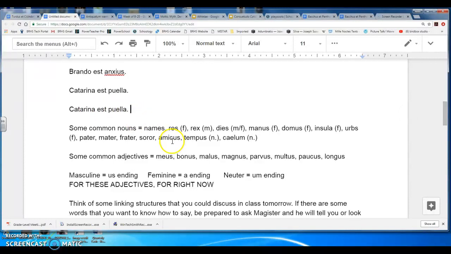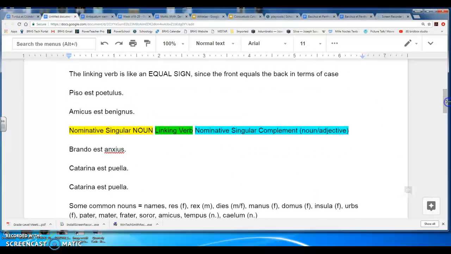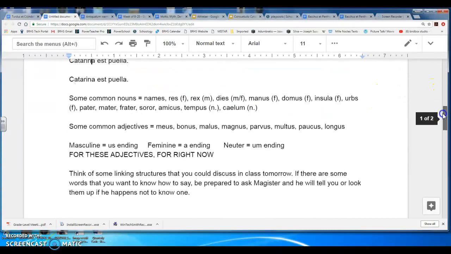So examples of the nominative case are nouns in the feminine gender that end in A, and nouns in the masculine gender that end in US, like amicus. Sometimes they end in O, but we don't really know for sure sometimes with the third declension nouns. But here are some examples of nominative names or nominative nouns in the singular. And we're just talking about the singular this week. So any name that you see like Brando, Katerina, those are all nominative.